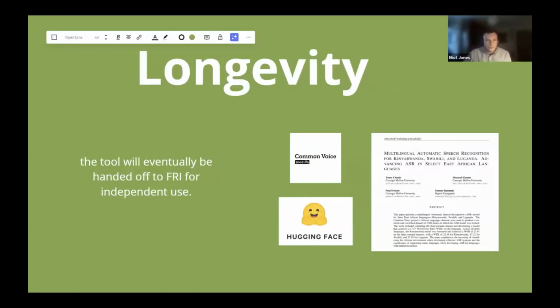It was essential the tool would eventually be handed off to FRI for independent use. FRI were concerned that they would later lose access or become reliant on our support. To solve each of these issues, we decided we would need to use open access corpora, notably the Mozilla Common Voice data, and build on open source models, drawing from Hugging Face and this 2023 publication by Chains et al. A timely publication which has allowed us to utilize cutting edge research and will hopefully allow FRI technicians to update the tool as and when they need it.